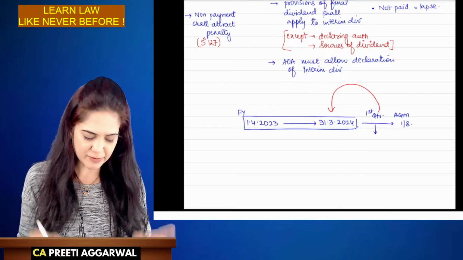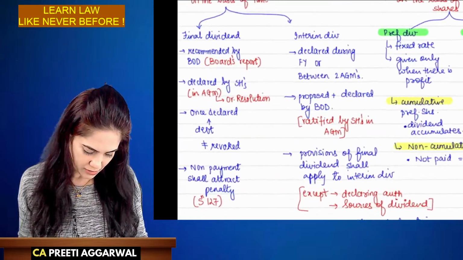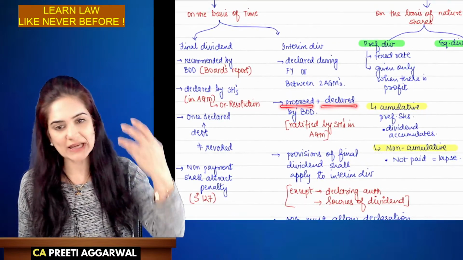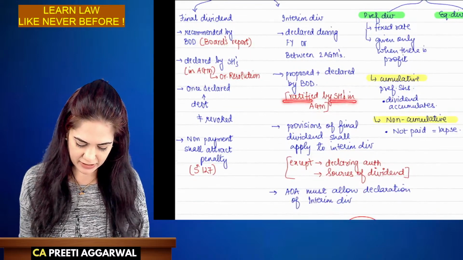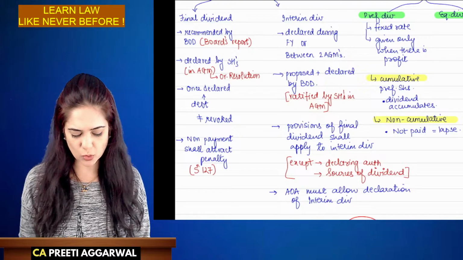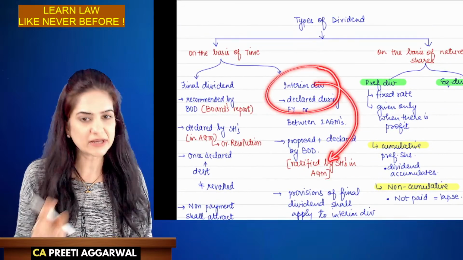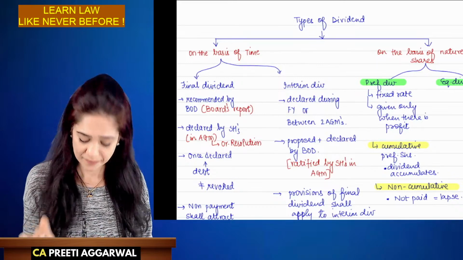So dividend declared between two annual general meetings or during the financial year is proposed as well as declared by the board of directors. It needs to be ratified by the shareholders. Only interim dividend needs to be ratified. Final dividend need not be ratified. That was removed through an amendment.